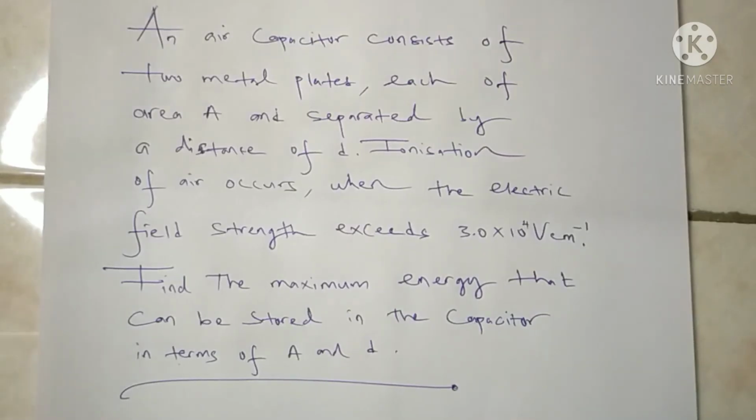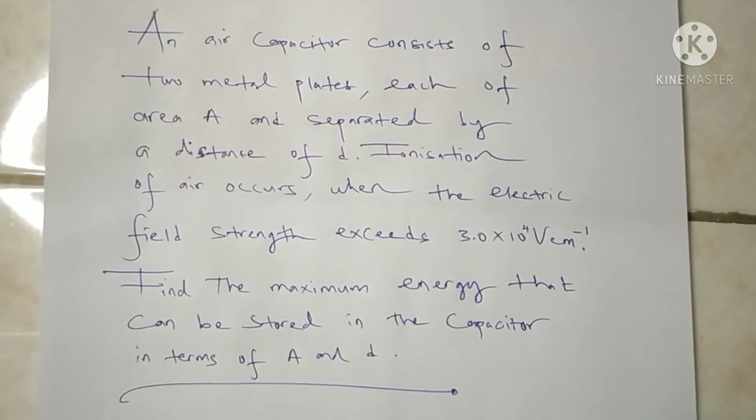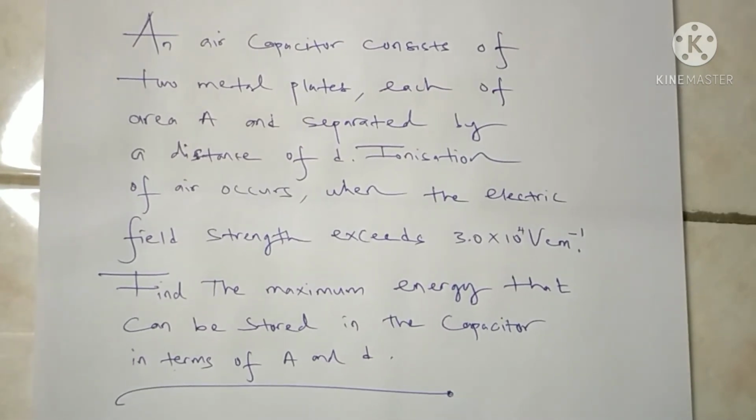Let us try to attempt another A-level question, which is an air capacitor consisting of two metal plates, each of area A and separated by a distance of d. Ionization of air occurs when the electric field strength exceeds 3.0 times 10 to the power of 4 volt per centimeter. Find the maximum energy that can be stored in the capacitor in terms of A and d.